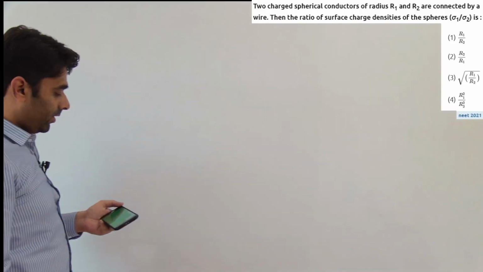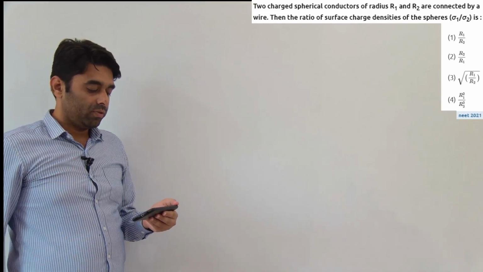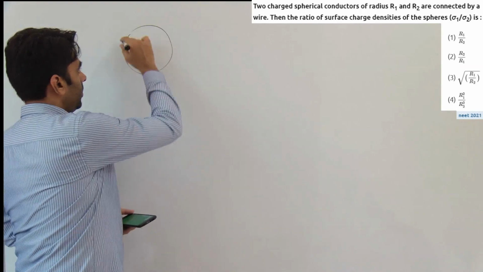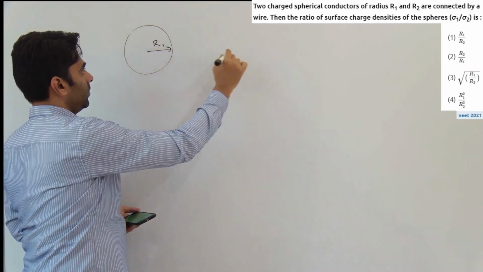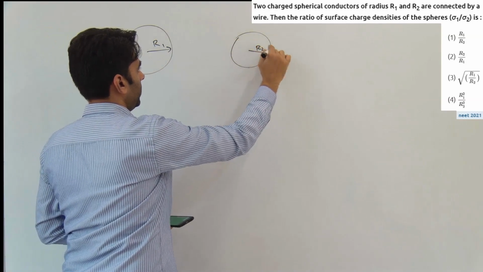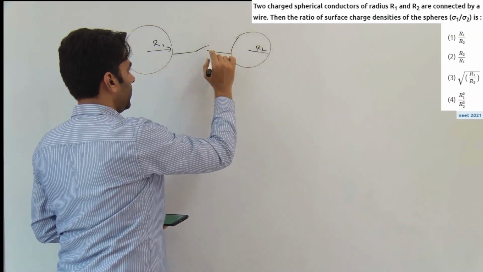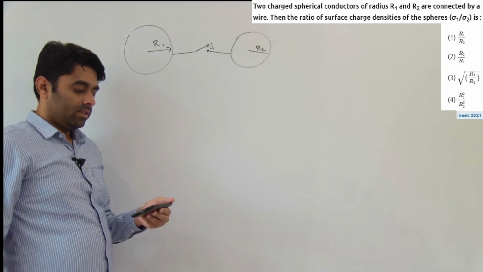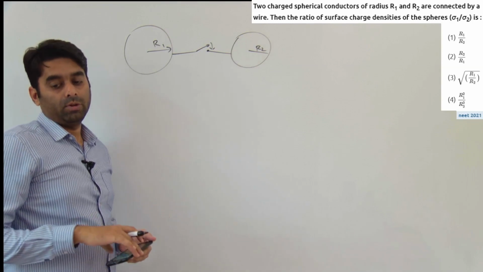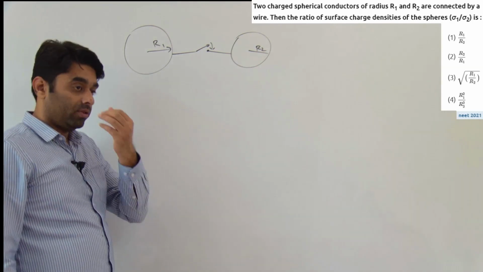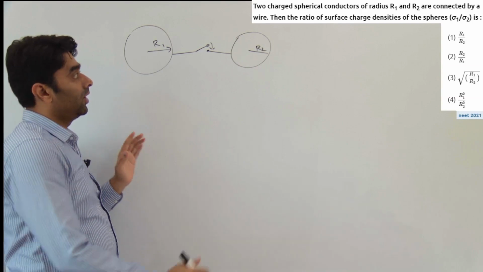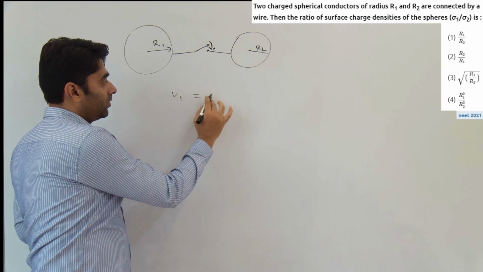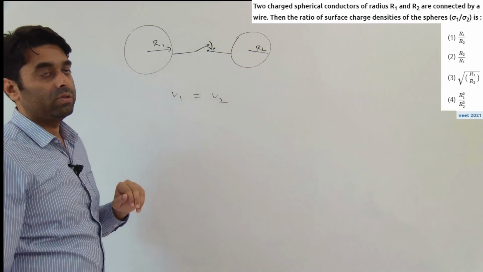So the question that we have says two charged spherical conductors of radius R1 and R2 are connected by a wire. Then the ratio of surface charge densities of the spheres, sigma 1 by sigma 2, is. How to deal with it? This is a question of equating potentials. When the two spheres are connected, the potential of the two spheres will become equal, right?